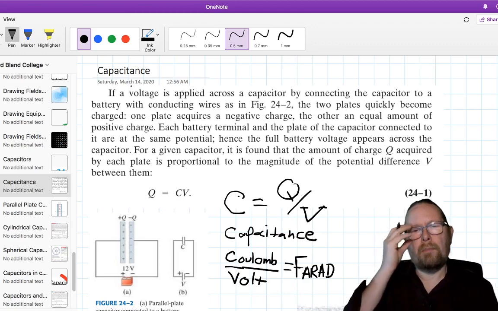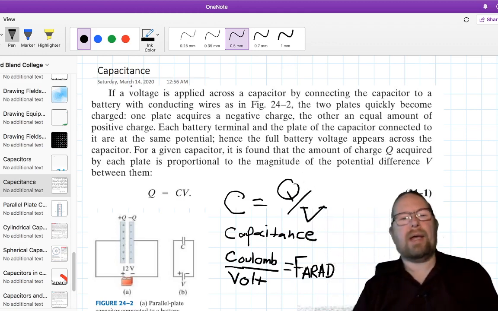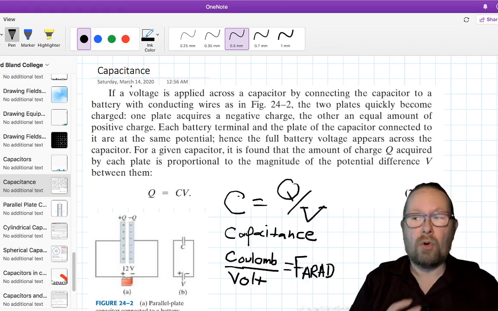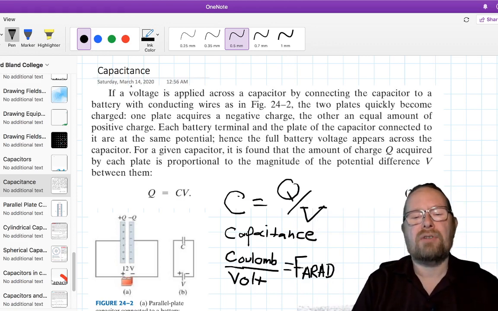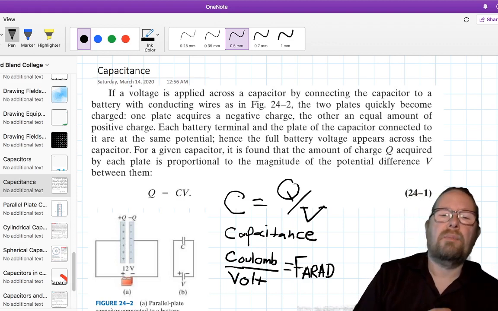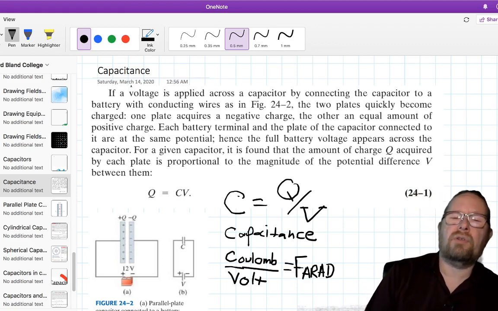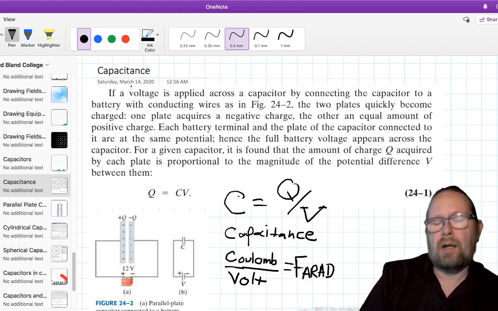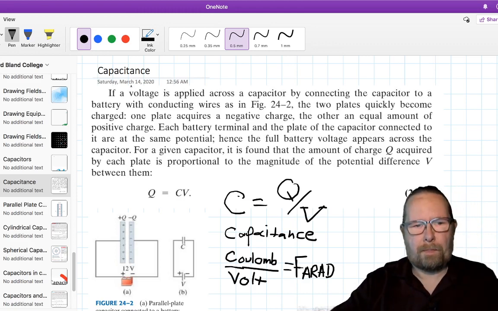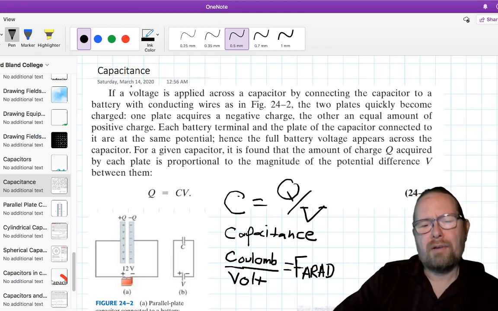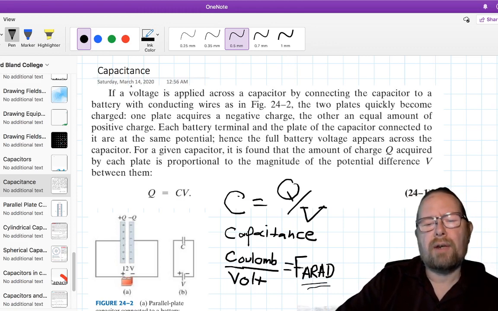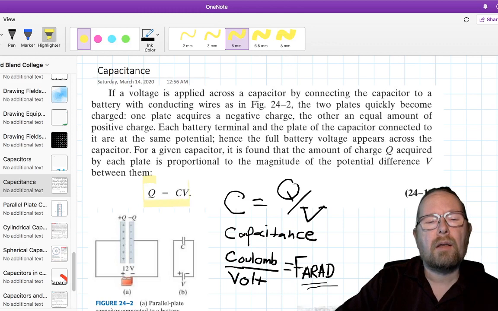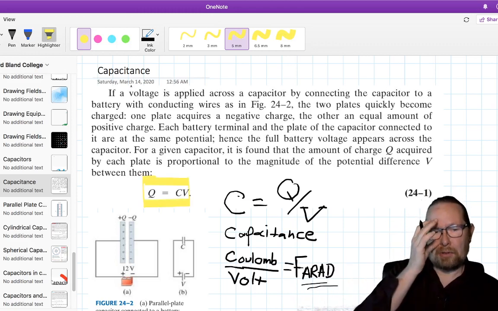Most actual physical capacitors that you will encounter in the real world hold very, very tiny amounts of charge, and so the capacitance is a very, very tiny number. Typically, real world capacitors have capacitances of microfarads, nanofarads. You'll even see picofarads, 10 to the negative 12th, a trillionth of a farad. So a farad is a huge capacitance. And capacitance is just a property of a capacitor that is essentially determined by its geometry.